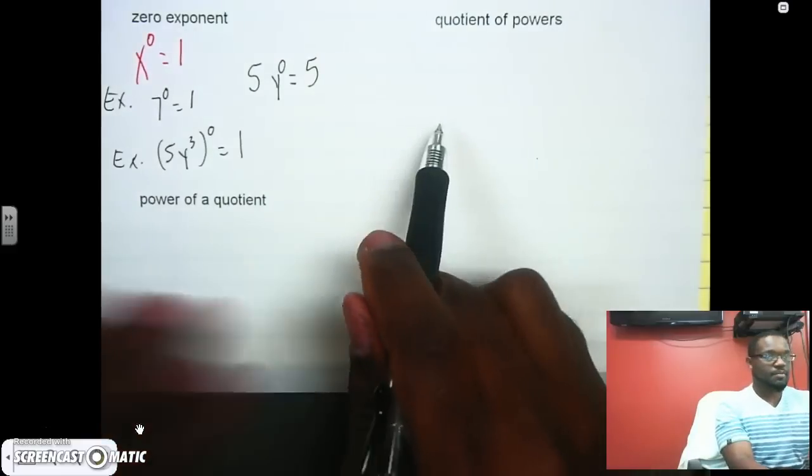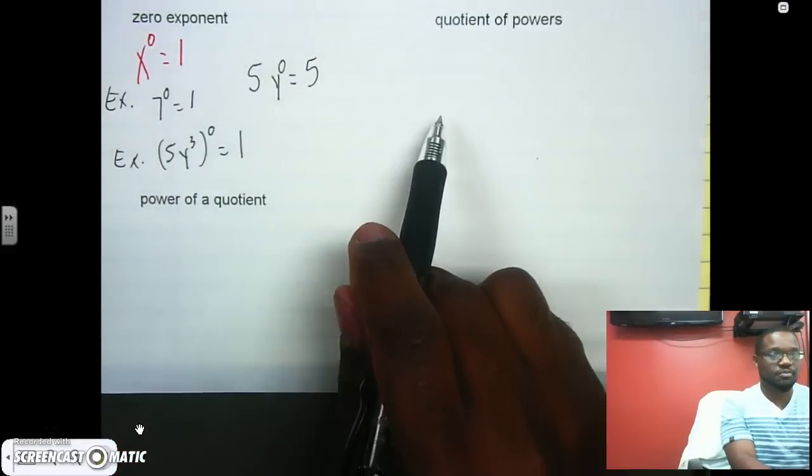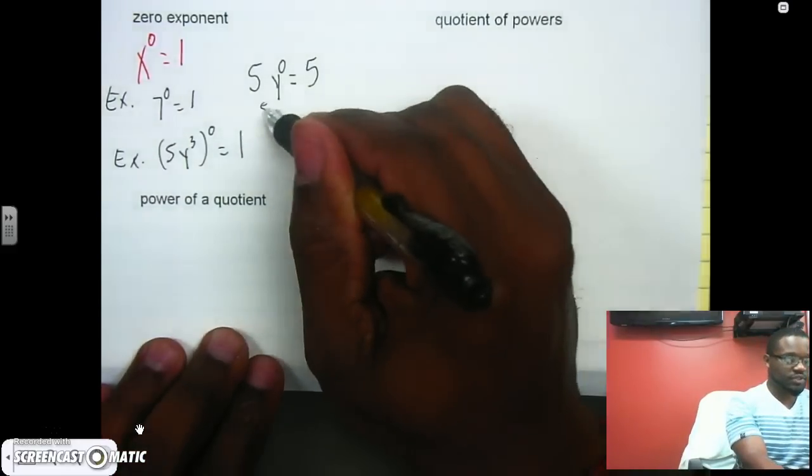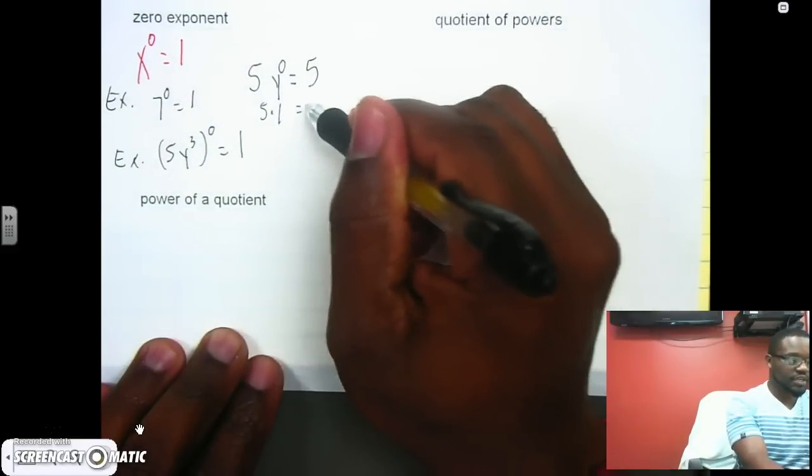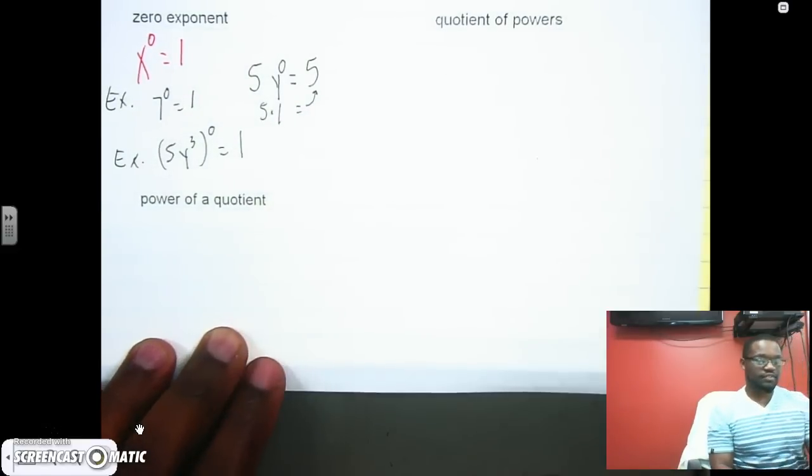Why is that? Because y to the 0 power equals 1. So it's really 5 times 1 equals 5.